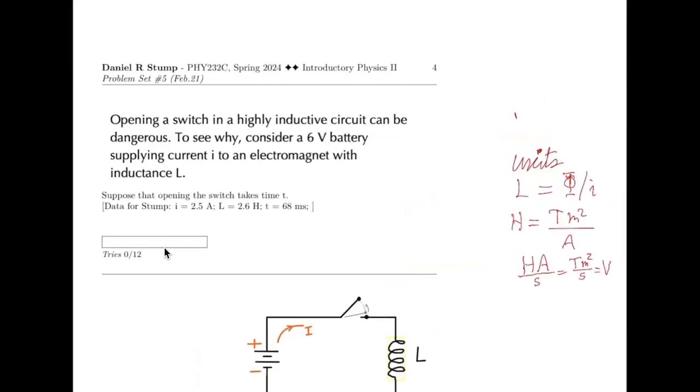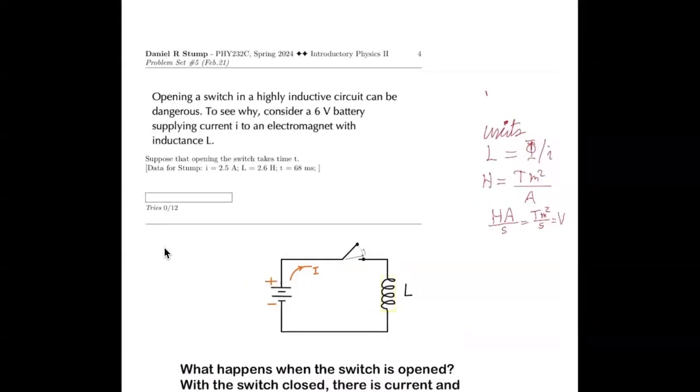Opening a switch in a highly inductive circuit can be dangerous. To see why, consider a 6-volt battery supplying current I to an electromagnet with inductance L. So what's an inductor? An inductor is just a solenoid. For example, an electromagnet is an inductor.